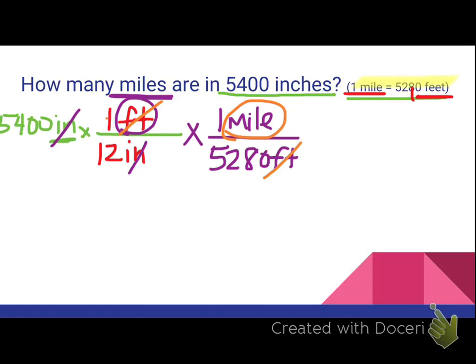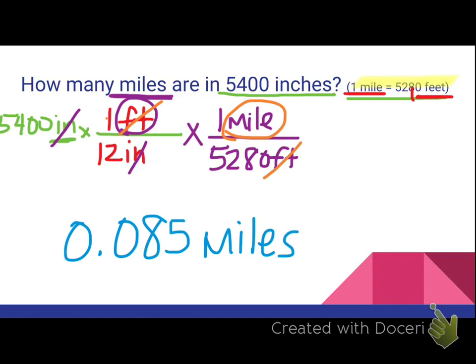Divided by 12. And then we're going to divide by 5,280. It's going to give me 0.085 miles. You can write that in scientific notation if you'd like. So you get 8.5 times 10 to the negative second miles.